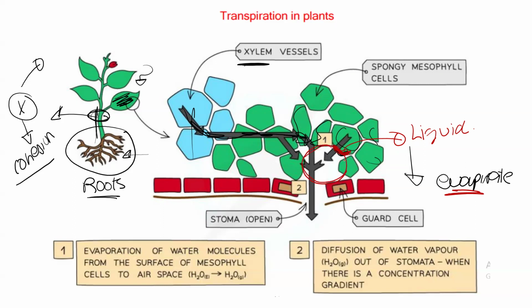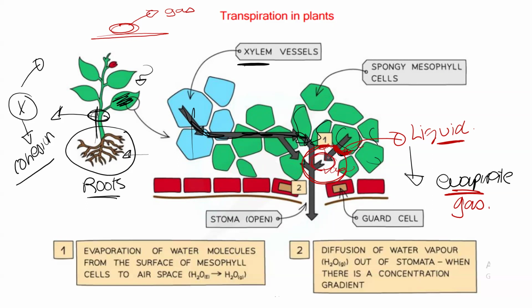When water evaporates, it will change from liquid form into gas form, because this is evaporation. Evaporation of any liquid is the change of the liquid from liquid state to gas state. And this is exactly what happens to the water. Water is on the surface of the spongy mesophyll cells. Water will evaporate. Evaporating means that the water will change from liquid state into vapor.